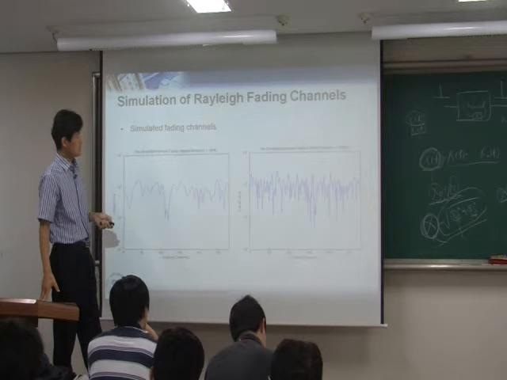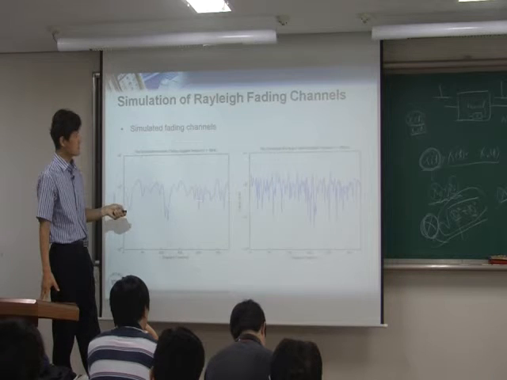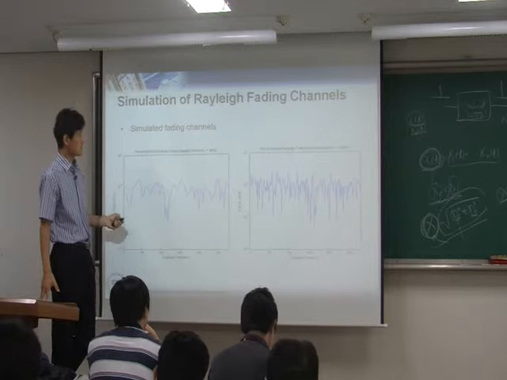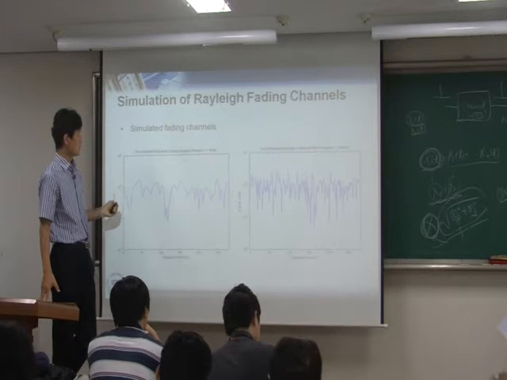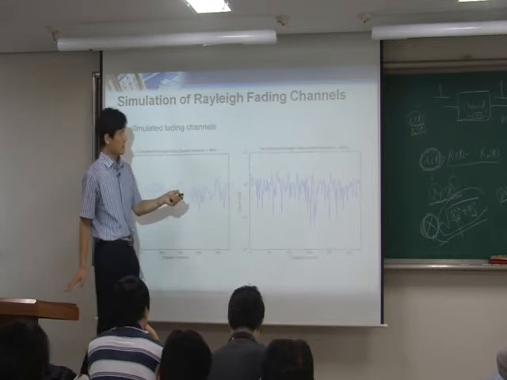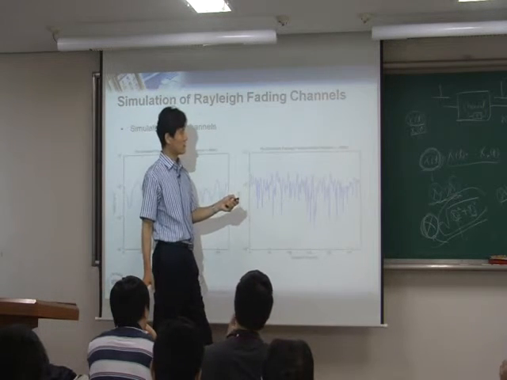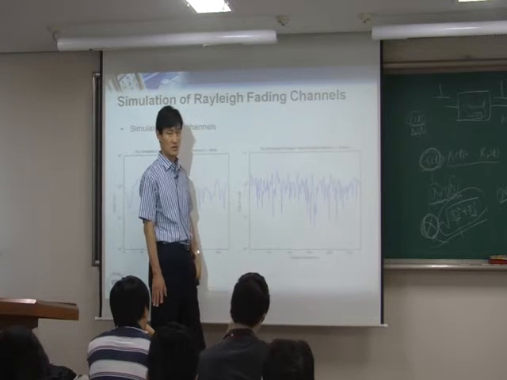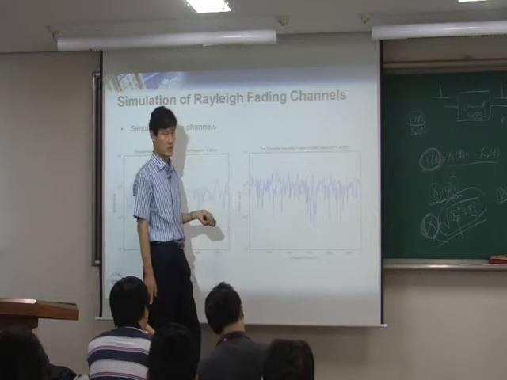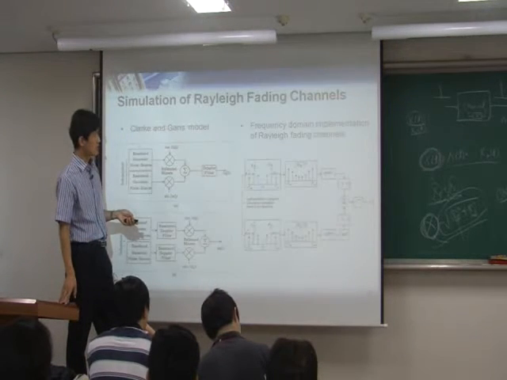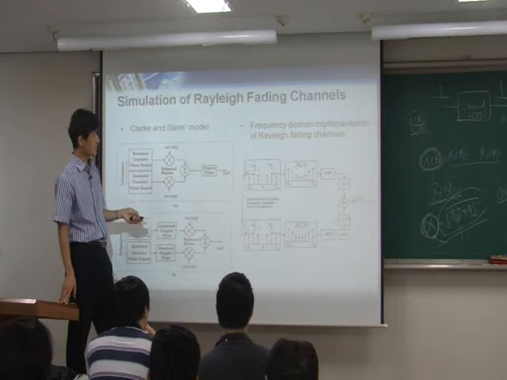So here's the output. If you do that in MATLAB, then this is the output. When you use a low Doppler frequency, like 50 Hertz, you get this fading profile. And if you use a 200 Hertz Doppler frequency, then you will get much faster fluctuation, right? Fast Doppler.